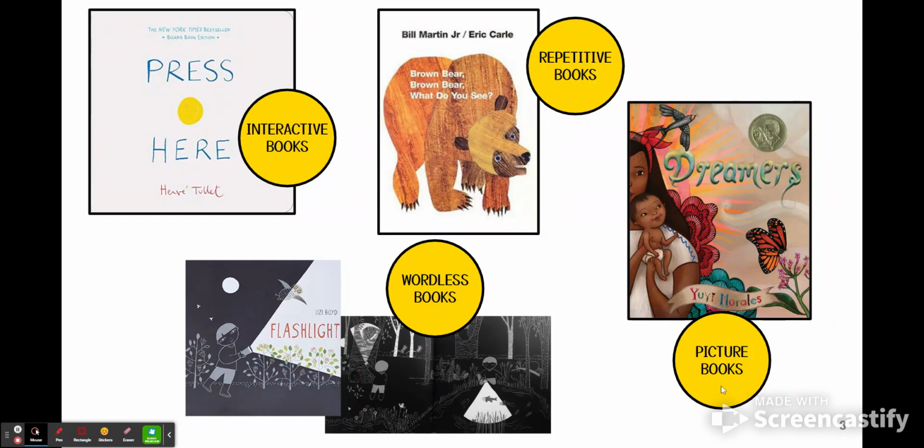All of the books we've looked at so far would be considered picture books because they have really great illustrations that help support the story. Some books we just call picture books because they have a story supported by pictures and illustrations.